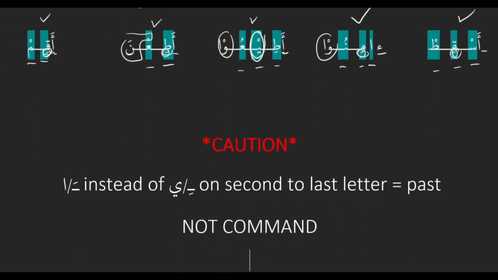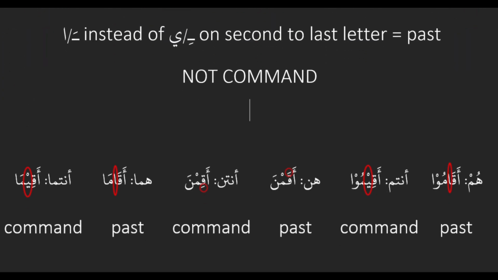Good. Okay, so same way we had a caution in the last lesson, we're going to have another caution in this lesson. So this will sound familiar as well. If you have an A sound instead of an E sound on the second to last letter, it's a past tense, not a command. Okay, so same as pattern number 2.